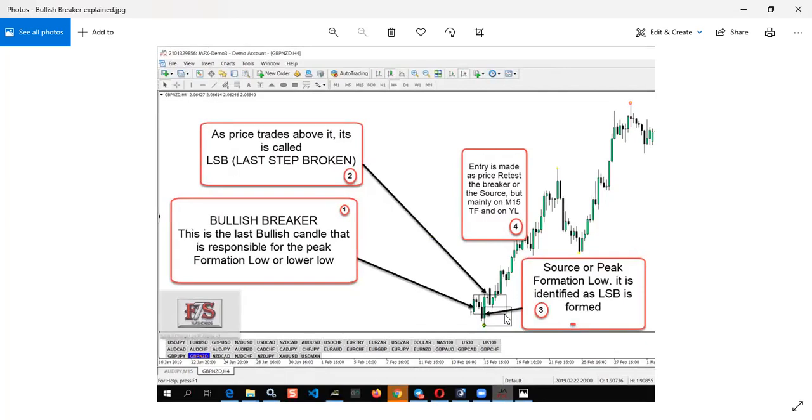Then, like I said, entry is made only on M15. When you trade breaker and source, you don't enter from H4, except if you want to swing. If you're a swing trader, you go with H4 entry. But if you're not a swing trader, you are intraday, then your entry is on M15, which I'm going to explain in our next Zoom call. Is that okay? Yes.